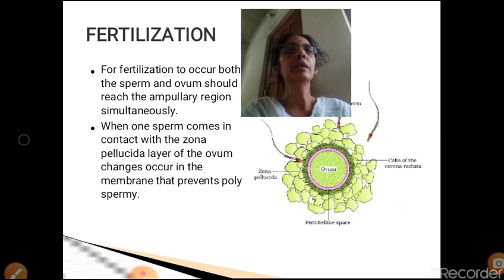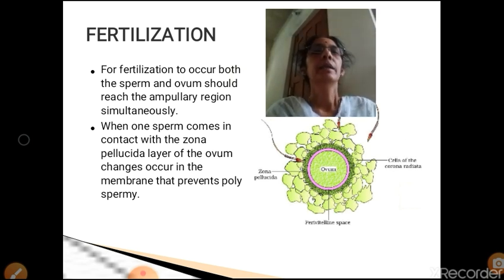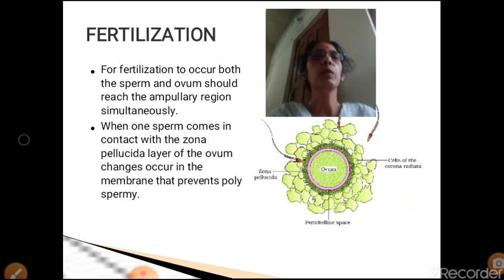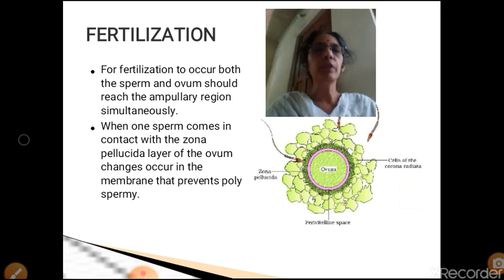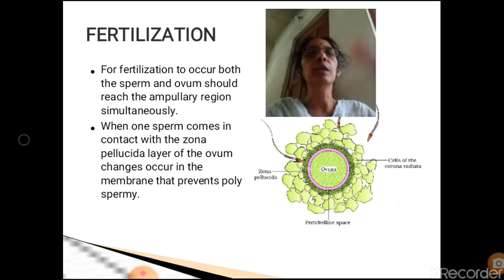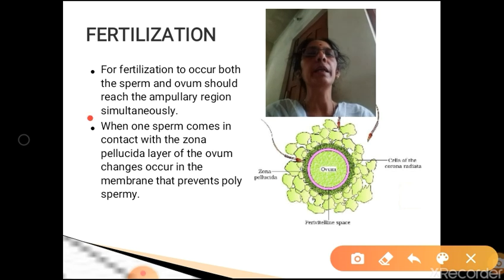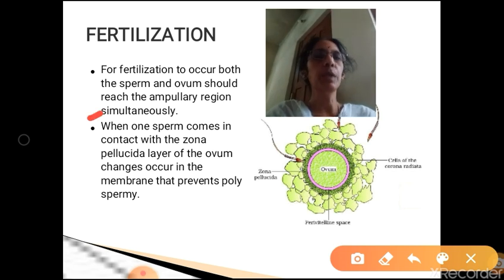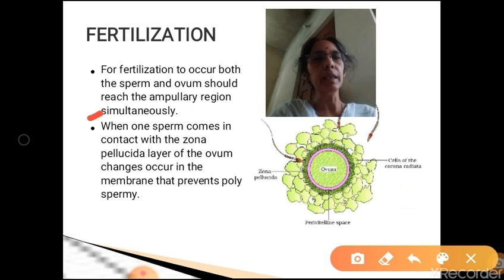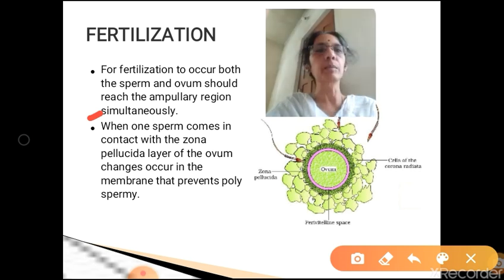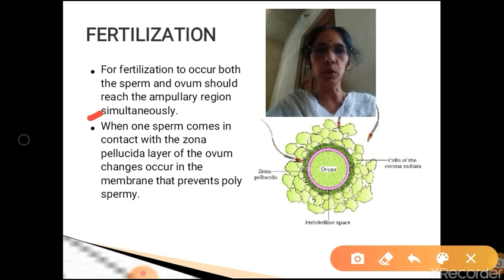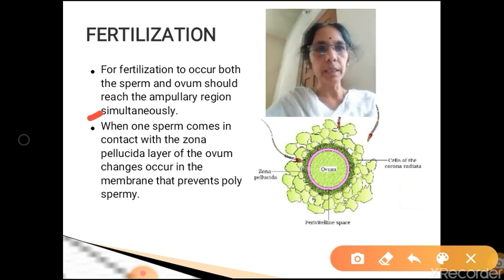Now, here you can see that for fertilization to occur, what is the necessary condition? Both the ovum and the sperm should reach simultaneously the junction of the ampulla and isthmus region, or the ampullary region. Then only what is possible? Fertilization is possible. Both sperm and ovum should reach the ampulla region simultaneously.